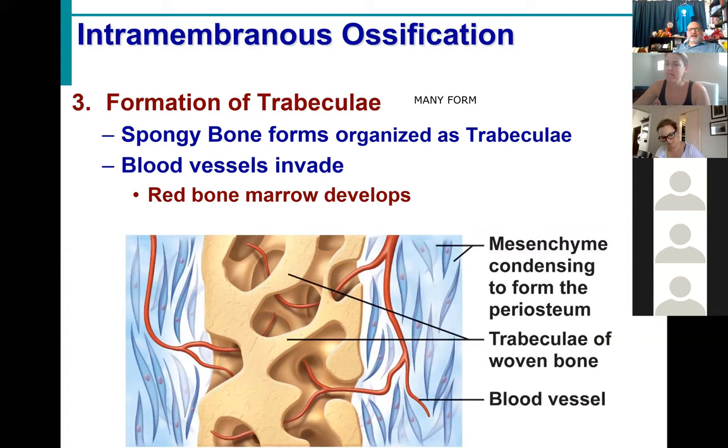Number two was clustering. So one was clustering of the mesenchymal cells. Two is the differentiation to form the ossification centers.